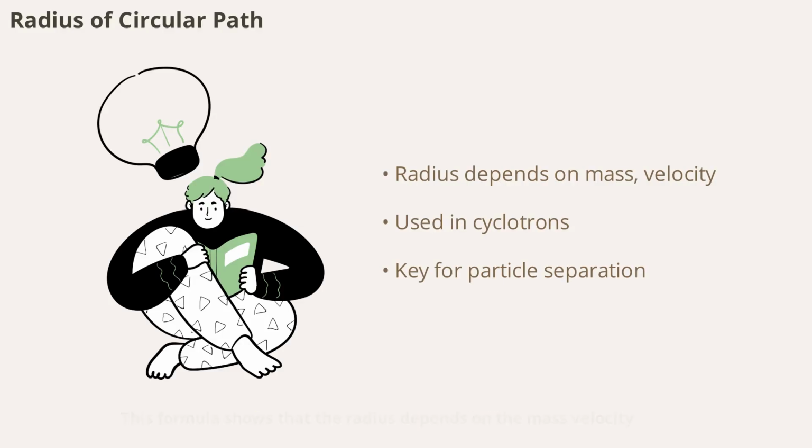Rearranging, we find r equals mv/qB. This formula shows that the radius depends on the mass, velocity, charge of the particle and the strength of the magnetic field. It's a fundamental result used in cyclotrons and mass spectrometers to separate particles based on their properties.